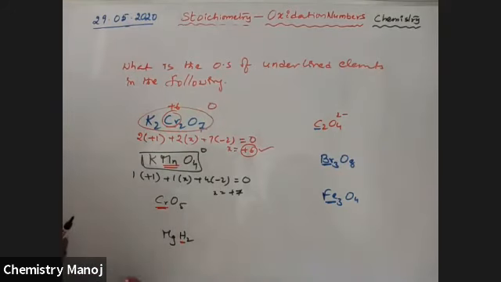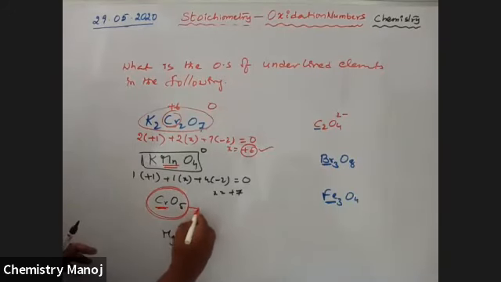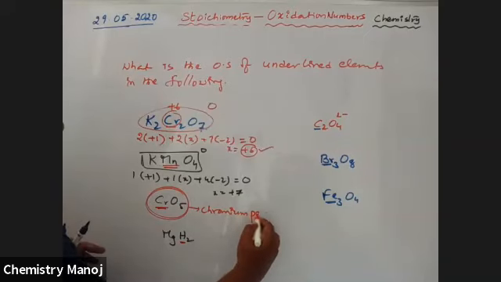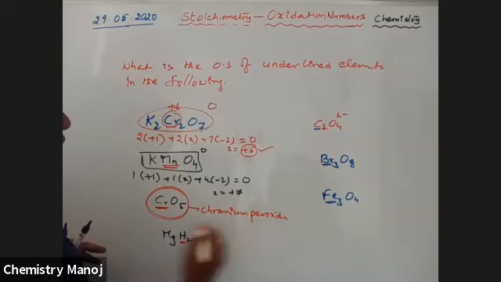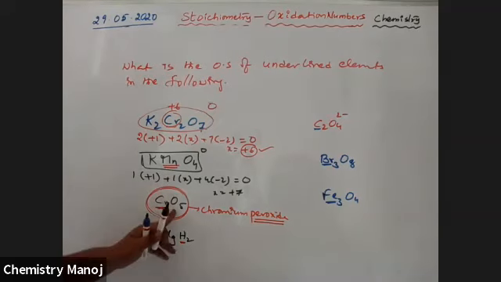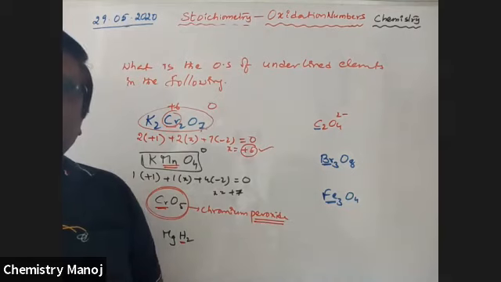Next, CrO5. For this, it is an exceptional case. It is a chromium peroxide. The name of this compound is chromium peroxide. There is a peroxide, and in peroxide, the oxygen oxidation state is minus 1.